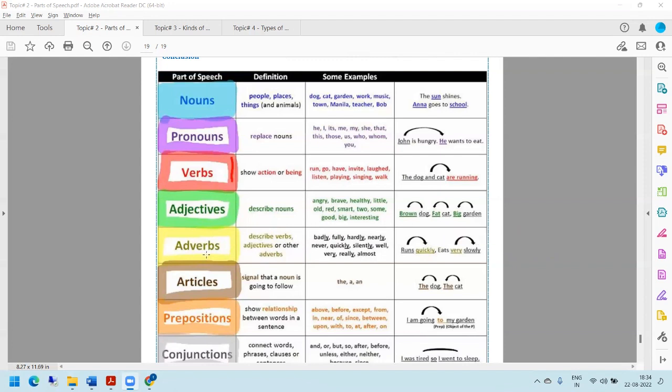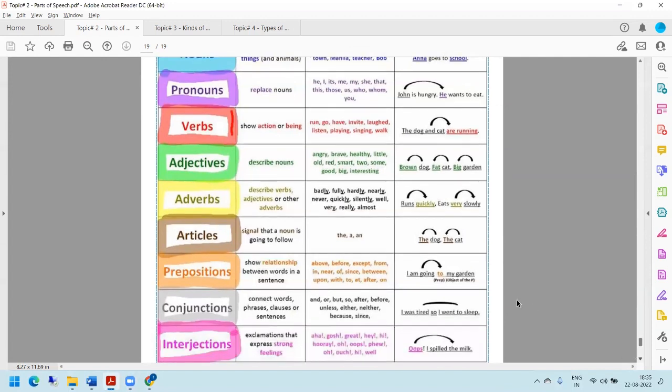Okay, then adverbs. They describe verbs, adjectives, or other adverbs, like runs quickly, eats very slowly. So here quickly is an adverb, very is an adverb.